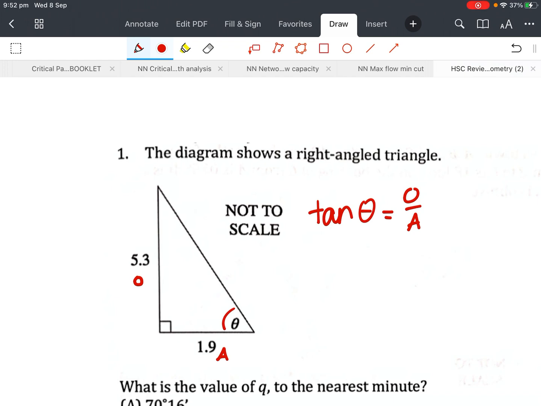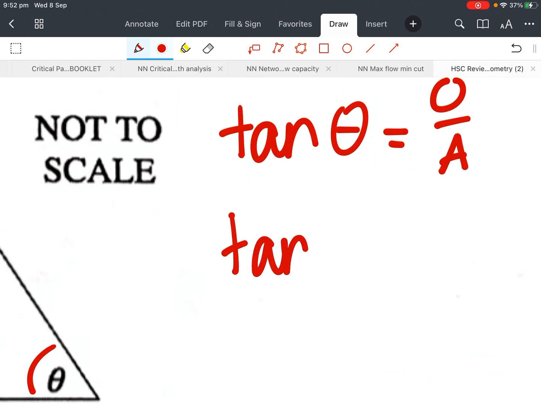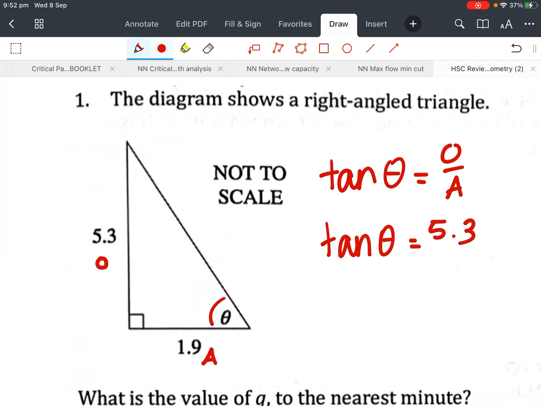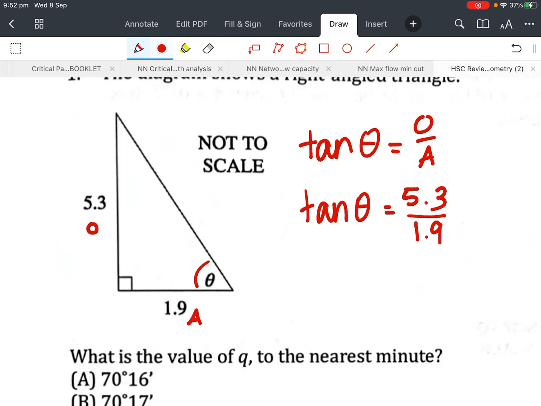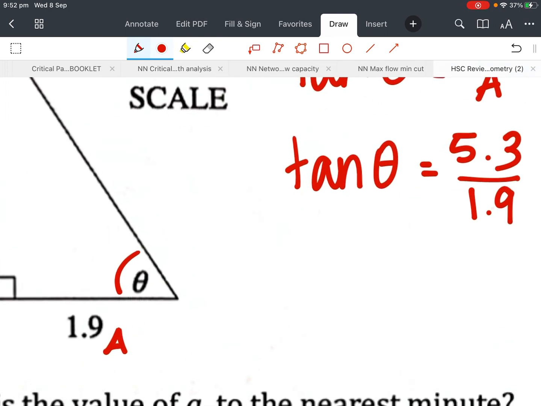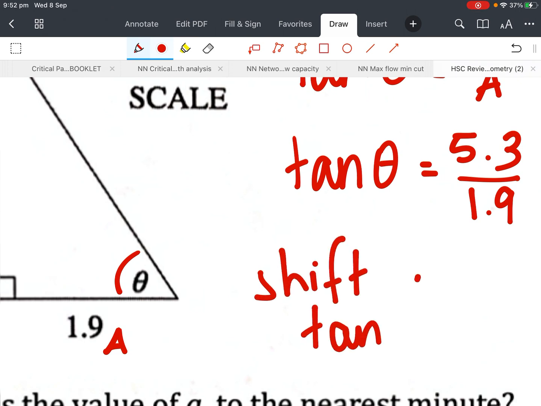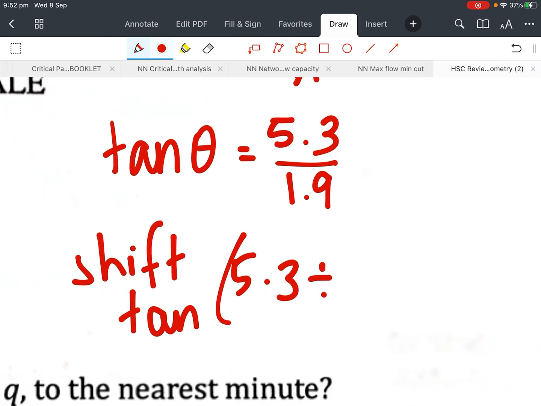So opposite is 5.3. That goes on top. Adjacent is 1.9. That goes on the bottom. I just go in and out because it just makes it neater for me. So if I've got tan theta, remember, I have to press shift, tan, and then 5.3 divided by 1.9. I'm going to do that on my Casio.